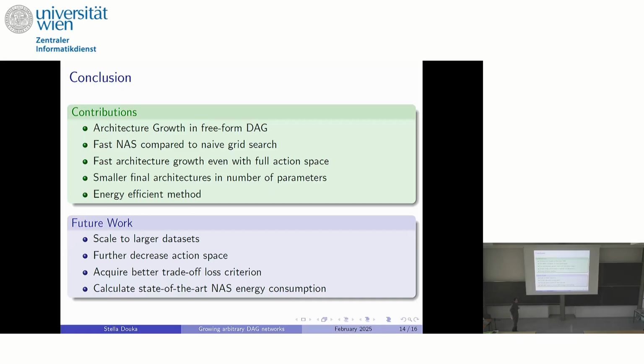And for the future, we want to test how this method scales to larger and more complex datasets, because MNIST is not very complex. We want to further decrease the action space with the proxy that I mentioned just before. This is very important. We need to acquire a better trade-off loss criterion because the BAC was not efficient enough. We might need to handcraft this loss function ourselves. And last but not least, we need to calculate the energy consumption of popular architecture search techniques because papers do not usually mention these metrics.